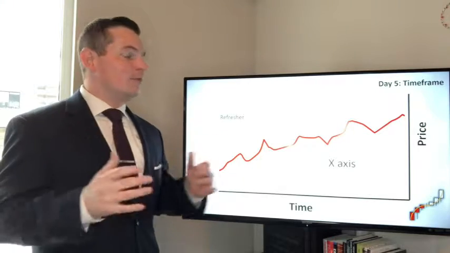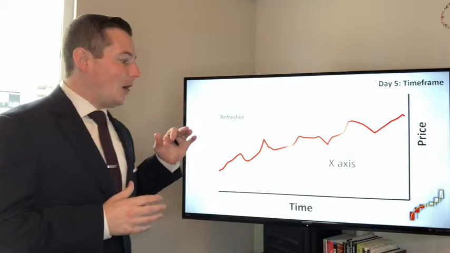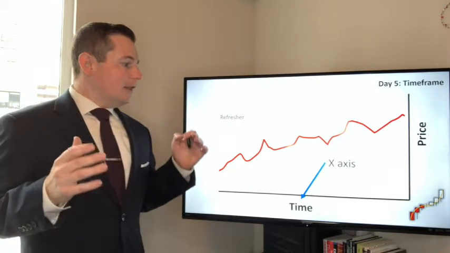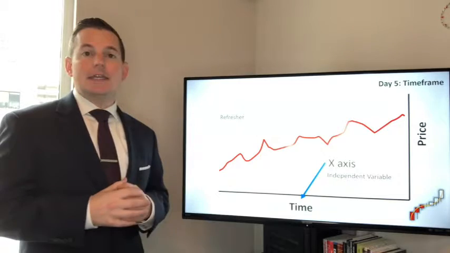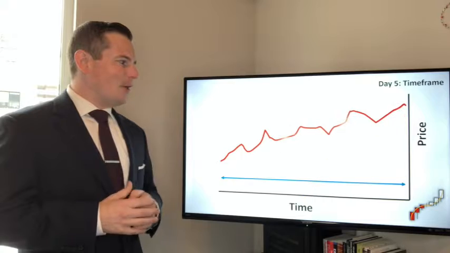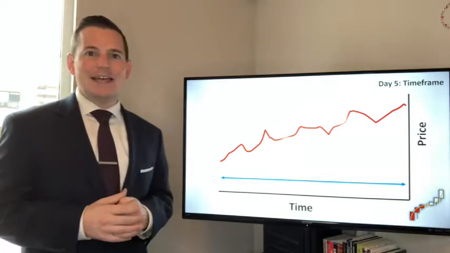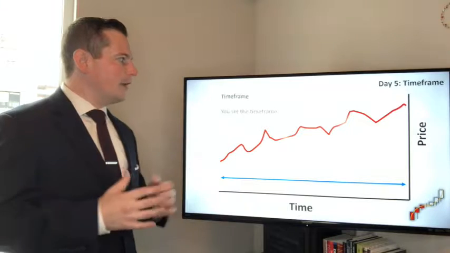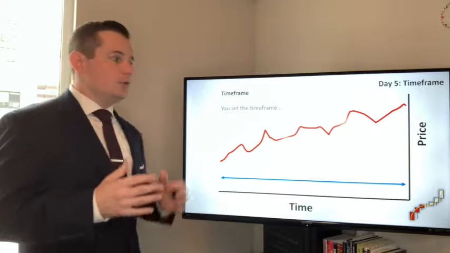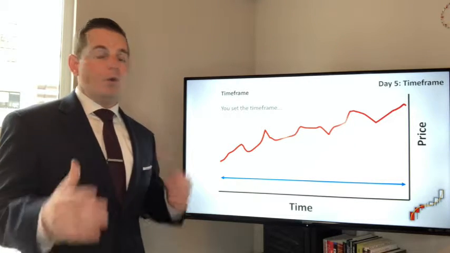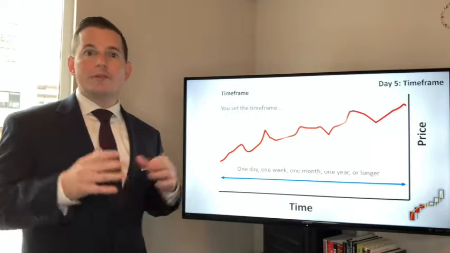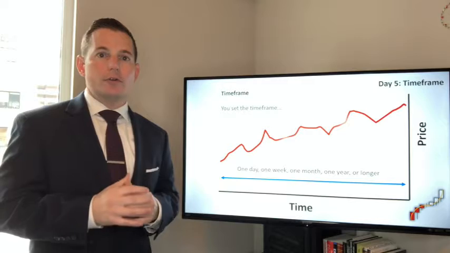If you remember from yesterday, we talked about how the x-axis is the time, right? The x-axis is the time, and that's the independent variable. We're going to talk all today about how that time is shown on the chart, because there are multiple ways to show it, and you set the time frame. You can manipulate these charts to see 1 day, 1 week, 1 month, 1 year, or even longer, or the life of the chart.